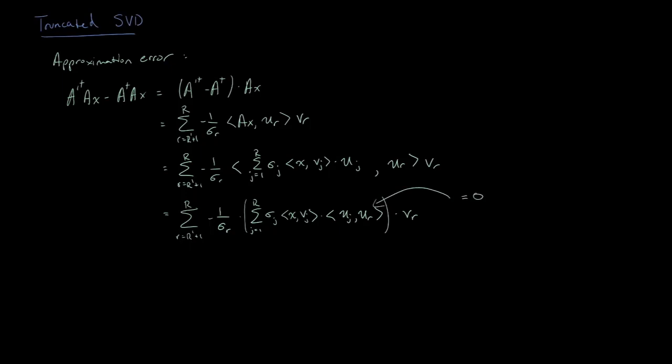Now, this is equal to 0 unless j is equal to r. And when j is equal to r, this inner product uj ur is equal to 1. And so this entire sum simplifies to simply sigma r times the inner product of x with vr. And when we plug that in, we have a much simpler expression now. So if we look at this sum that we're left with, we have a 1 over sigma r times sigma r. That cancels out. And we have this simple expression, the sum from capital R prime plus 1 to r of minus the inner product of x with vr times vr.